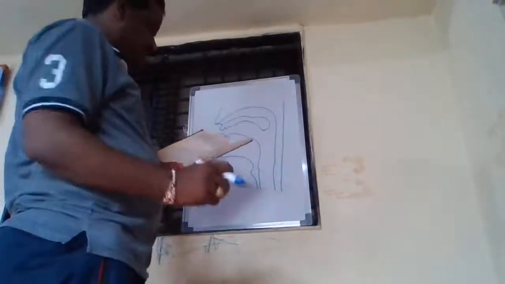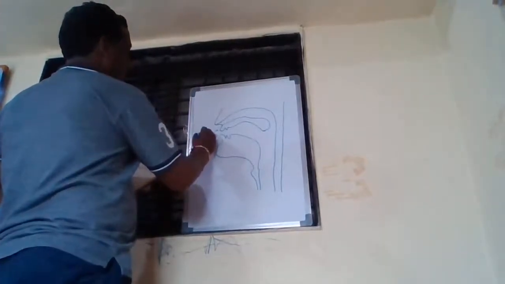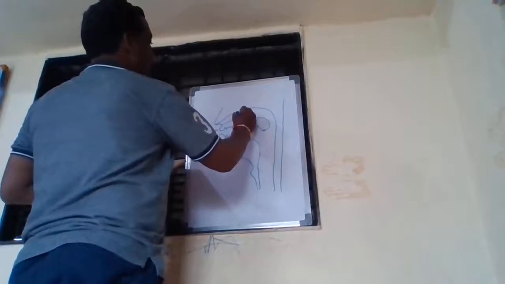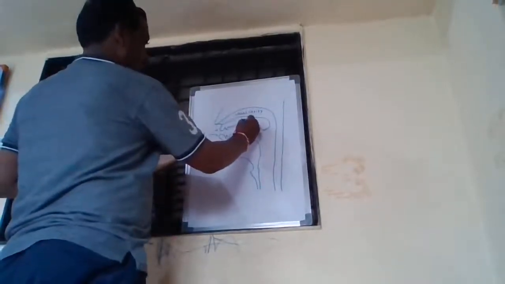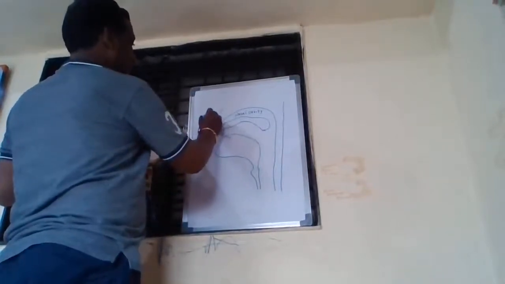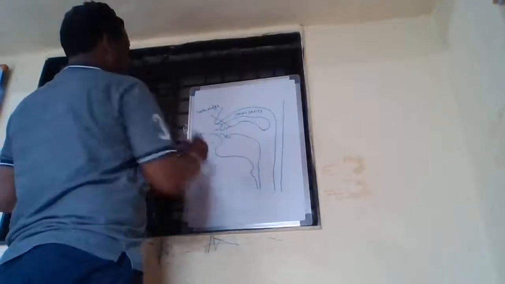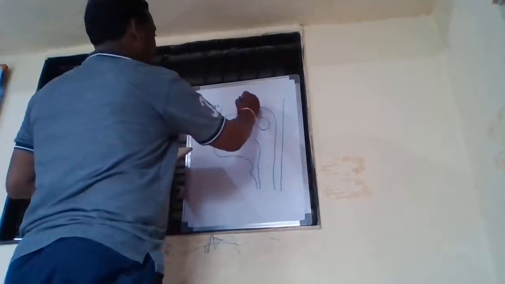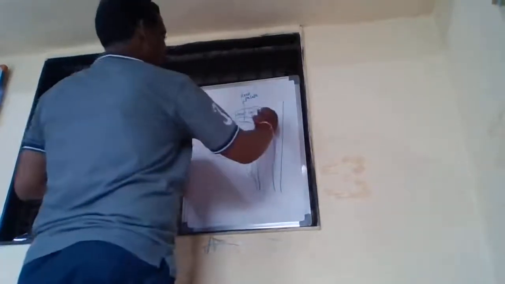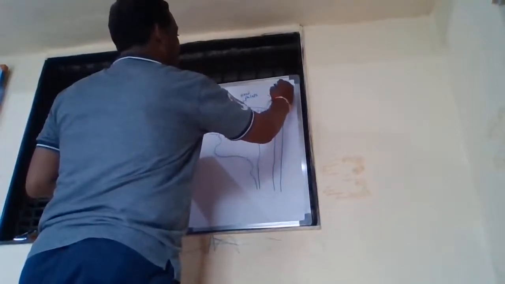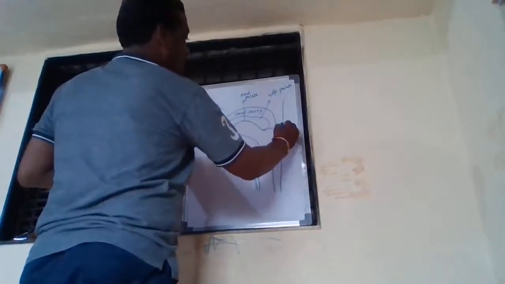that shows the organs of speech. So this is the lips, this is the nasal cavity, this is the teeth ridge, this is the hard palate, this is the soft palate, and the extended part which is hanging is known as the uvula.